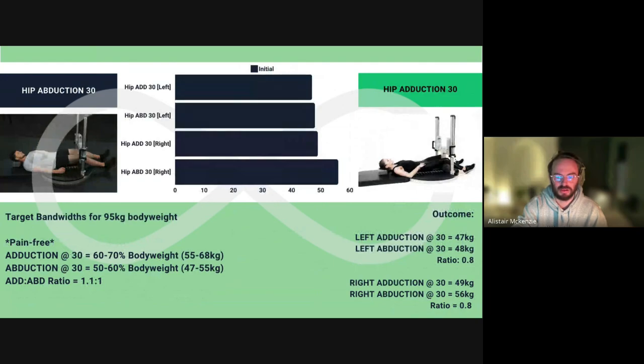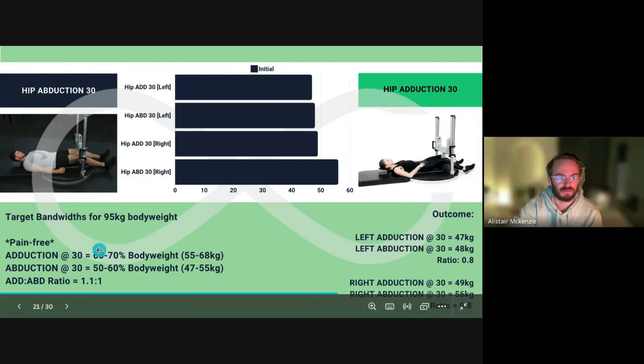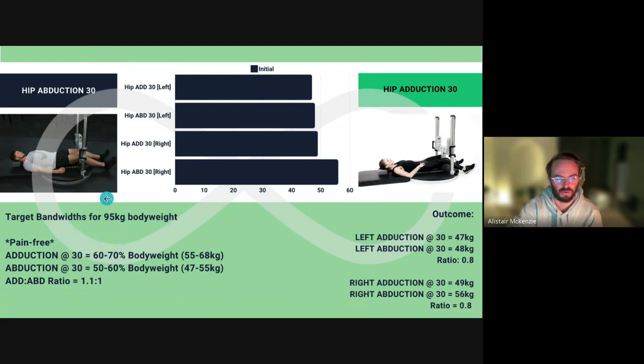Then we look at the frontal plane and we use hip abductor and adductor testing. Target bandwidths again for a 95 kilo, according to James Moore, which we like to use, is around 70% body weight for adduction, 50 to 60% body weight for abduction. And then we know the balance in the frontal plane is slight adduction increase, so a 1.1 to 1 ratio for a bit of balance.